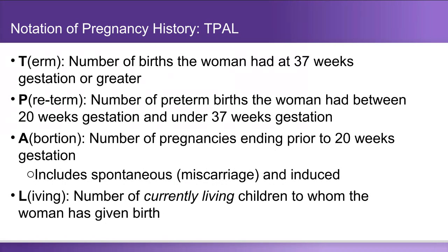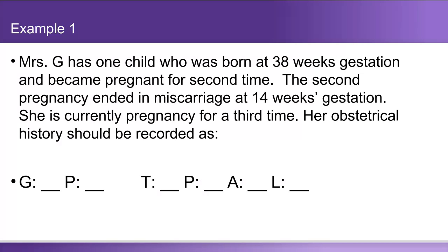So that's kind of how we do it. And I do have some practice ones to go over with you. So for example, let's look at Mrs. G. She's had 1 child who was born at 30 weeks gestation. And so we can go ahead and say, okay, we know she's been pregnant once, so G1, and we know that it was a term pregnancy, so we can do G1, T1, right?